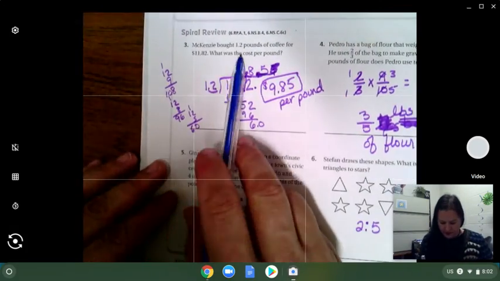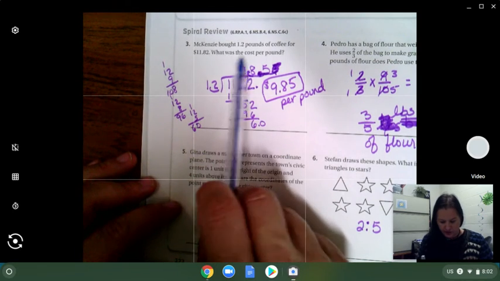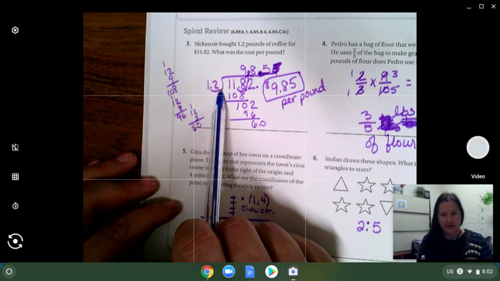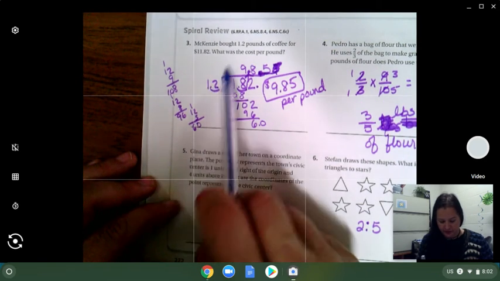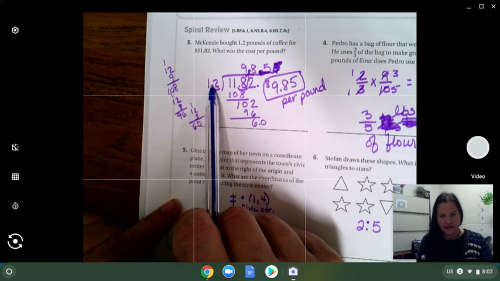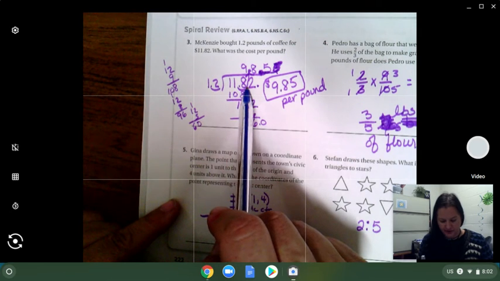So the first one is a division problem. And so we want to know the cost per pound. So we have to divide by the amount that she bought. So here we have a decimal. And so we need to get rid of the decimal because it's in our divisor. So we're moving it once, but when we do that, we also move this one once.